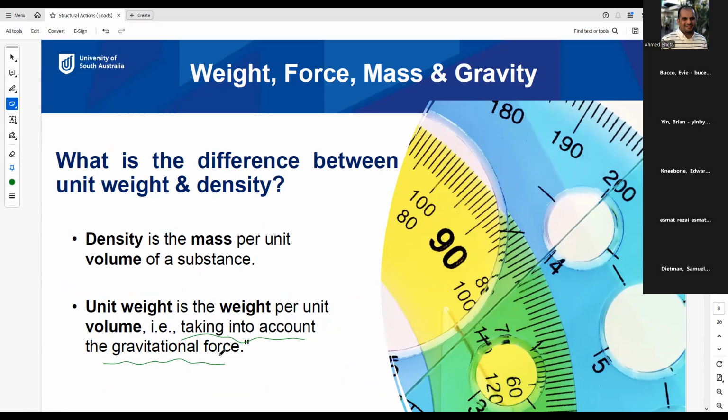Okay, because sometimes the provider of the material gives you the properties of the construction material as density or as unit weight. So you need to know the differences between both, so that when you use them in the calculation, you understand how to convert between them.